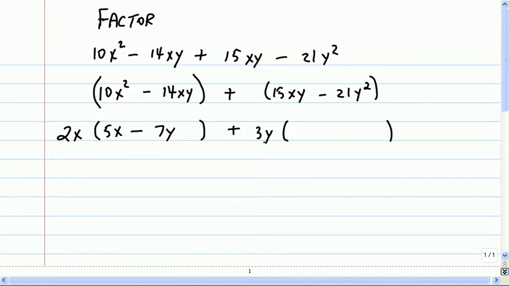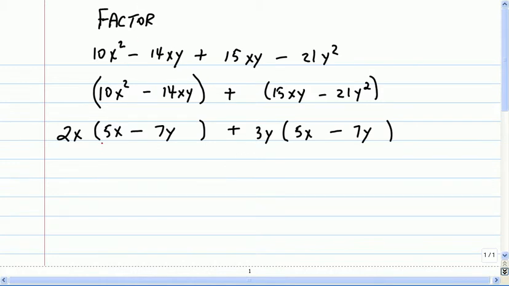So I write down my GCF, and then what's left over goes in the parentheses. I take 15xy, and factor out the 3y, and I'm left with 5x. And I take the 21y squared, factor out the 3y, and I'm left with 7y. Again, just double check. 3y times 5x is 15xy. 3y times 7y is 21y squared.